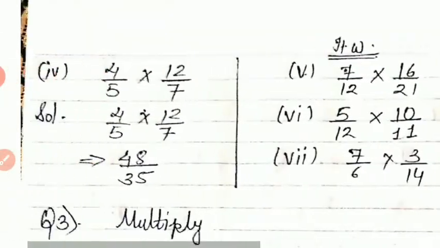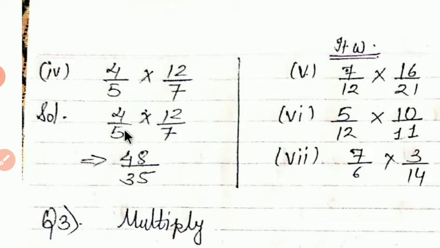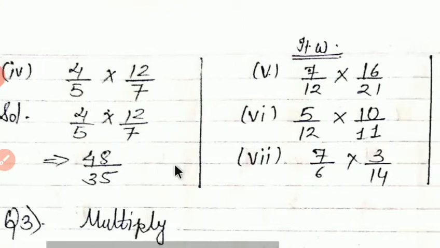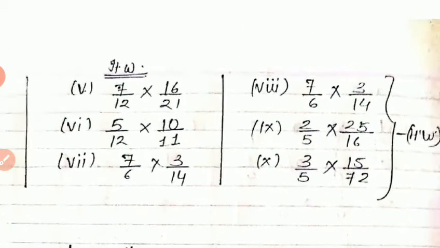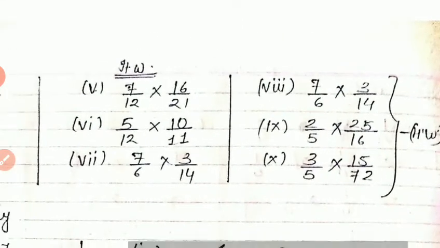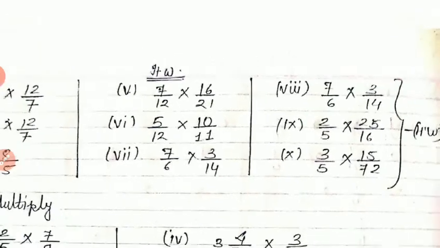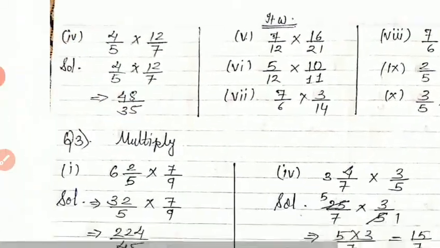Then question number 4, 4/5 into 12/7. Here also it is not possible to divide any number, so directly we will multiply. 4 twelves are 48 and 5 sevens are 35. Same for questions 5 to 10. These questions are your homework, as these questions are easy to solve, so I hope you will do it.